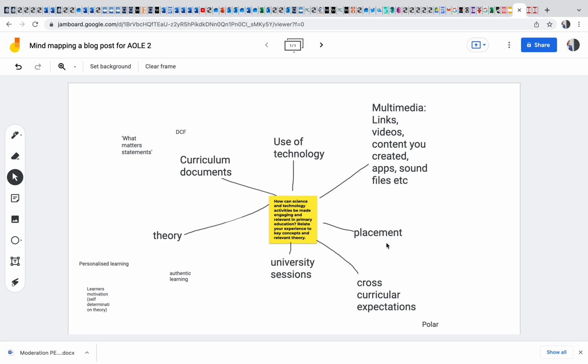Also, make links to your placement. Some of you have started placement now, which is brilliant. And you've started to tell me about some of the things that you've seen. So again, you might see some of these examples within your placement. Maybe you've seen some science and technology that is really engaging and you could write about that. Hugely important. Again, loads of marks available for this.